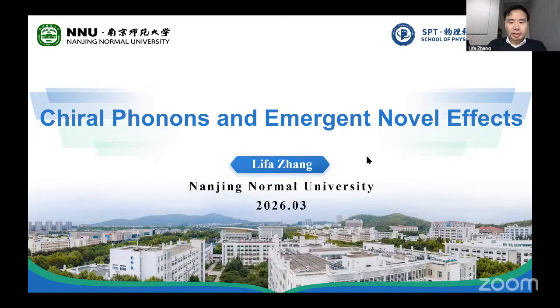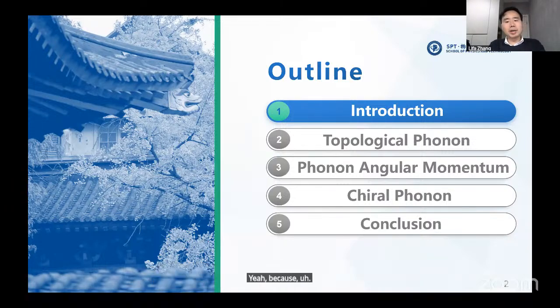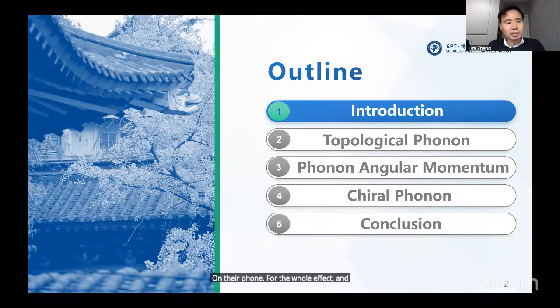This talk will include topological phonons, because I did this work maybe 15 years ago. I was very interested in the phase of phonons, so I studied the topological phase of phonons, and then did some work on the phonon Hall effect and found some topological effects of phonons.